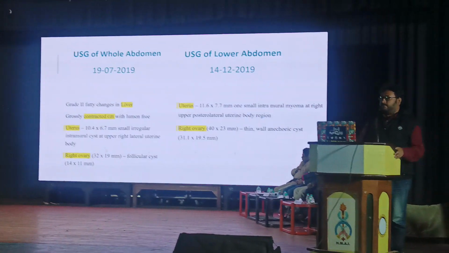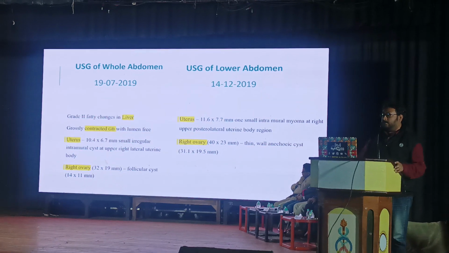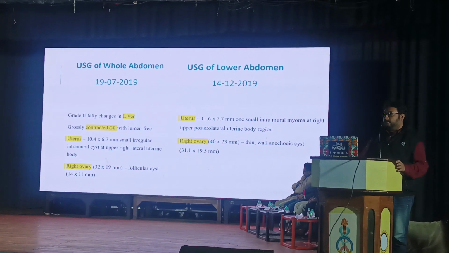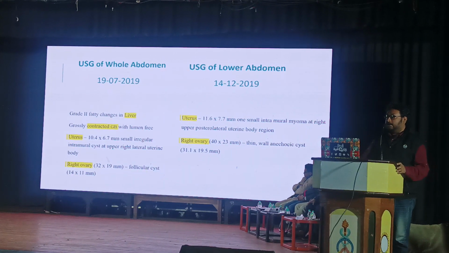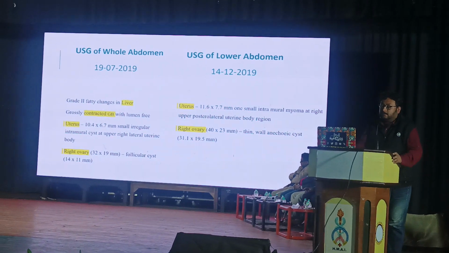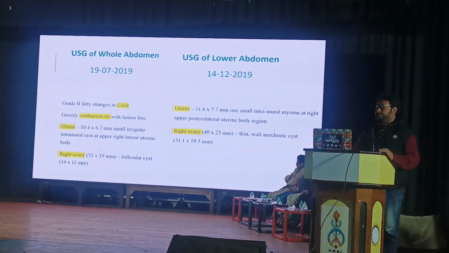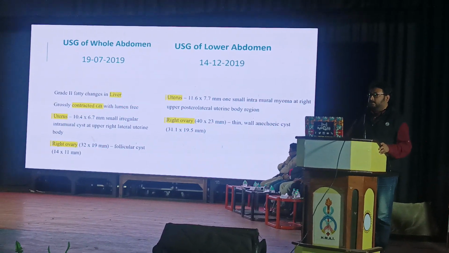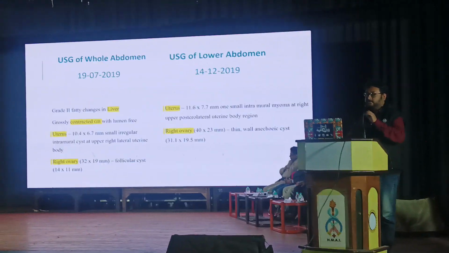But the next time, after 5 months, when the USG was repeated by the doctor, it was not the whole abdomen, it was just the lower abdomen, and we could not assess the liver and the gallbladder. But it was seen that the size of the ovary, the size of the cyst, and the size of the fibroid had increased within the period of 5 months. So this was enough for the patient to shift gears.